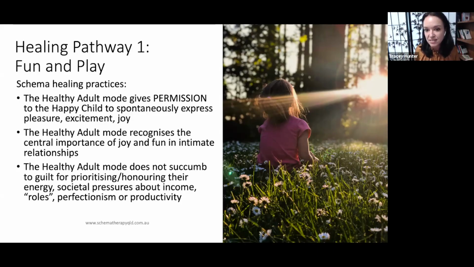Does that make sense? Meanwhile, sacrificing their own energy levels, just putting all of their energy into achieving something so that they can be seen in a certain way. But if that's impacting on your energy levels, then we have to get to a point where we say, well, I'm not going to succumb to those ideals if it comes at a cost to my energy and also my availability for intimacy and connection. It doesn't succumb to perfectionism, ideals of productivity, things like that.